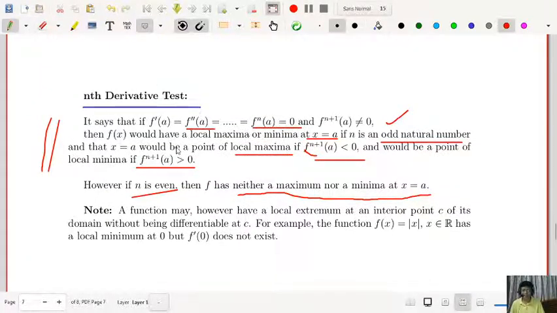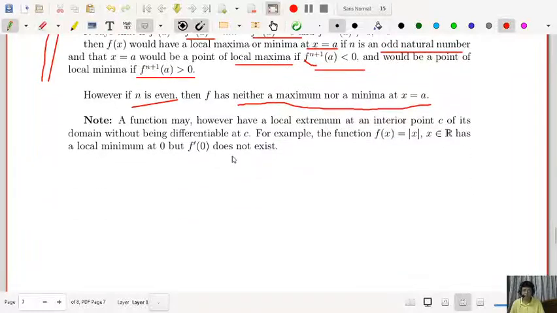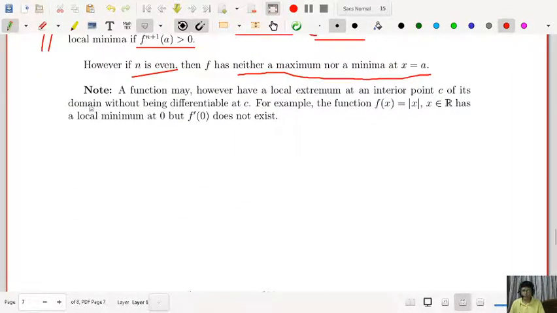So these are the tests for your maxima and minima. Now let us come to some important notes. A function may, however, have a local extremum. The maxima and minima are also called extremum or turning points, the minimum points and maximum points, at an interior point C of its domain without being differentiable at C. So the function may have a maxima or minima without being differentiable at C.